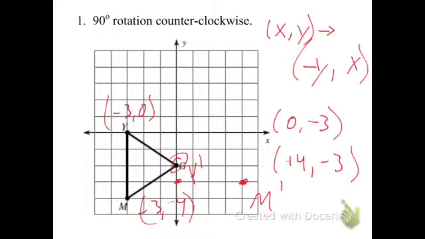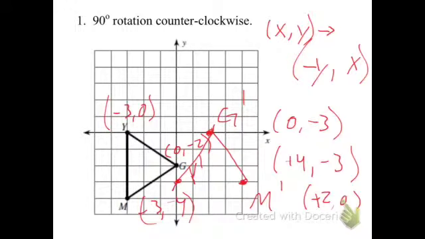And G right now is currently at (0, -2). So if you switch the order, you'll get (-2, 0). But you have to make the first one the opposite sign. So you're looking for the point (2, 0). And that's where you're going to put your G prime.